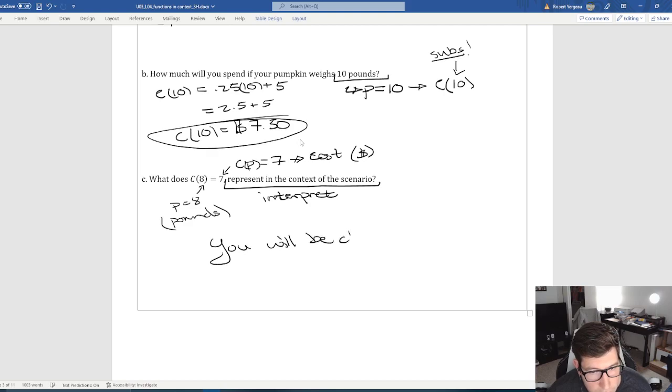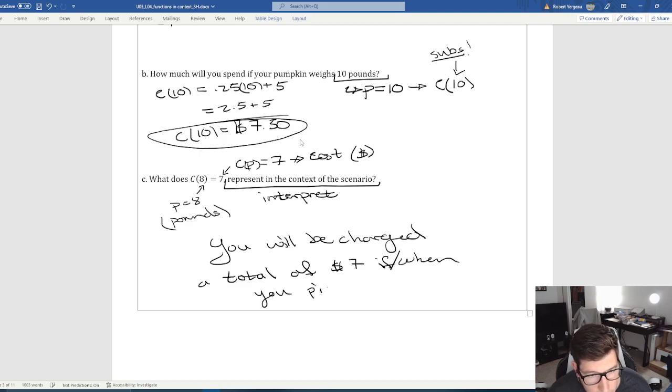you will be charged a total of $7 if, I'll say when, you pick an 8-pound pumpkin.